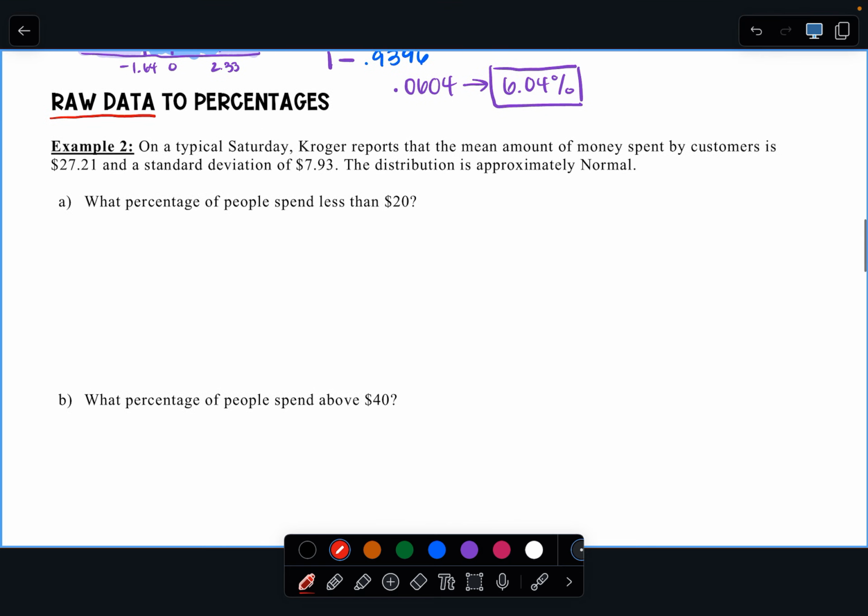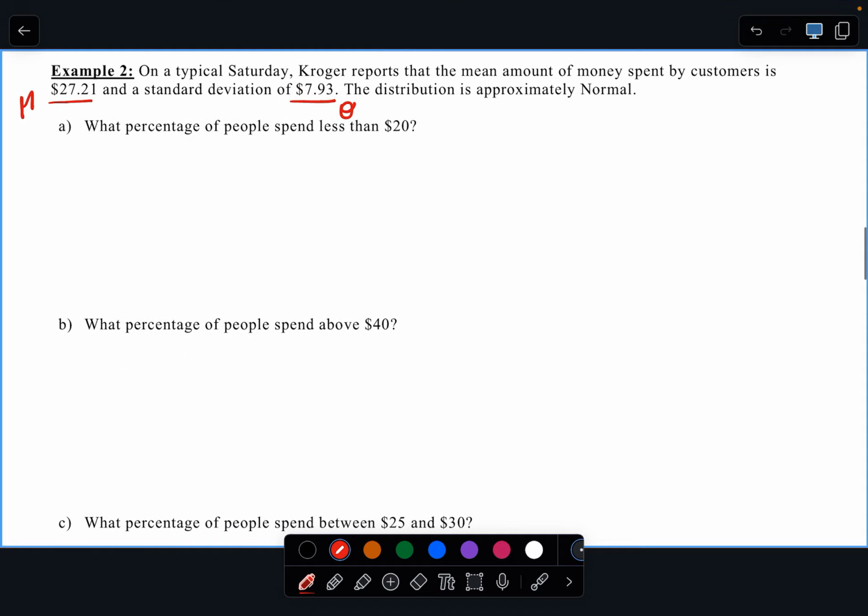So for example 2, they're saying Kroger reports the mean amount of money spent is 27.21, so that's my mu, and standard deviation is 7.93, that's my sigma, and the distribution is approximately normal. I'm going to go in first, and they're asking what percentage of people spend less than $20. If this is an FRQ, you have to find a z-score first. So step 1 will be finding that z-score.